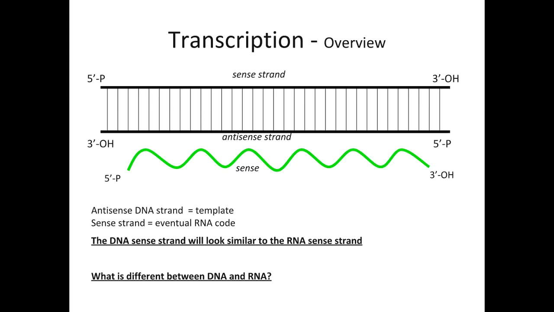And what is kind of confusing about this is that the antisense strand is actually going to be the template that the transcriptional machinery is going to use to create your RNA. The sense strand is what the eventual coding RNA is going to look like. And so the sense strand is not actually used by the transcriptional machinery, the machinery that actually copies the DNA into RNA, but that's what the actual RNA is going to eventually look like.